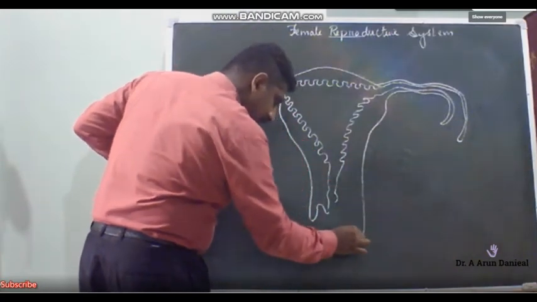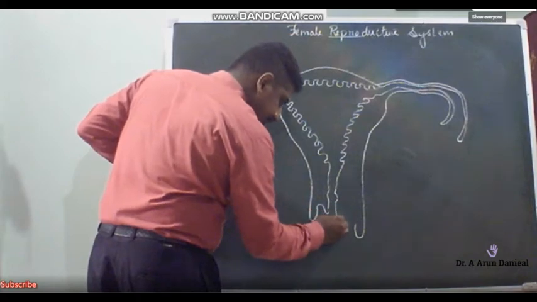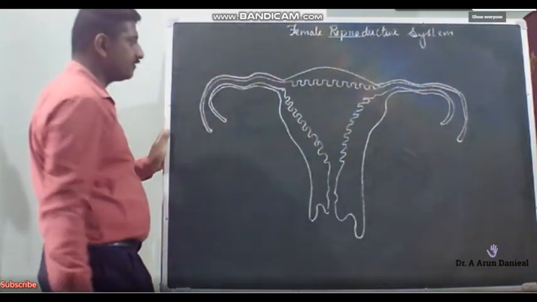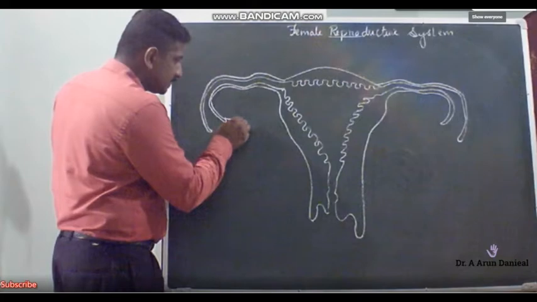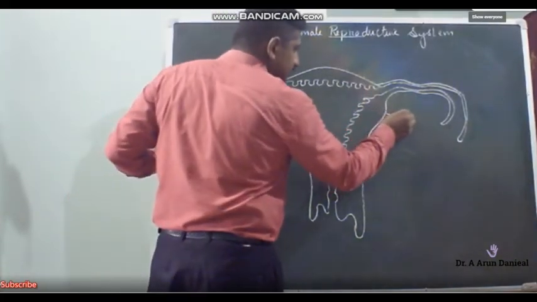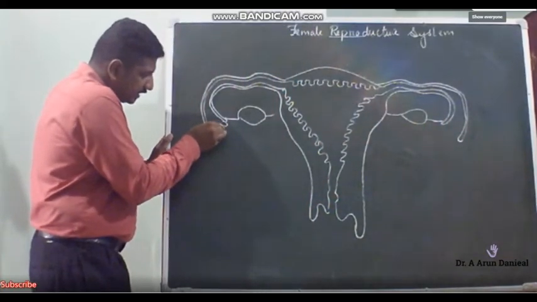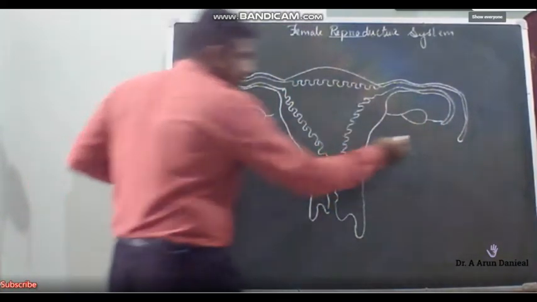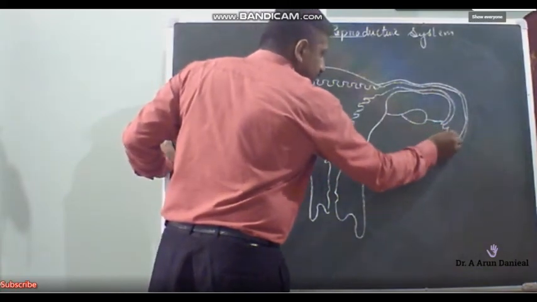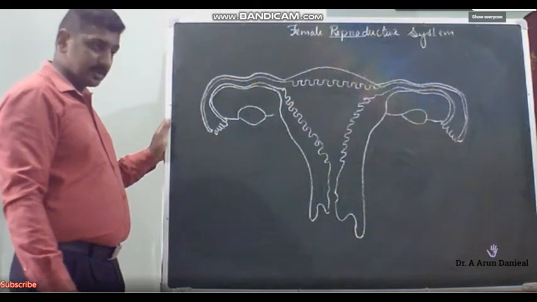That's it. This is how we have to draw the female reproductive structure. Okay, fine. Now here extend some ligaments, here draw the ovaries. One part is missing here, here you put some finger-like projections. This is how we have to draw the structure of the female reproductive organ.